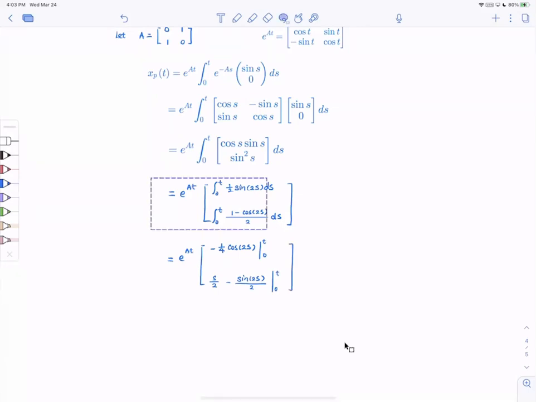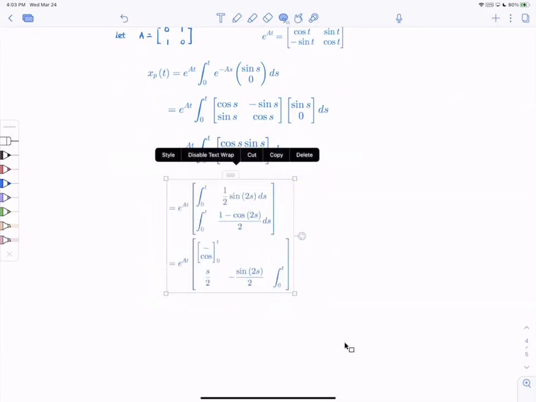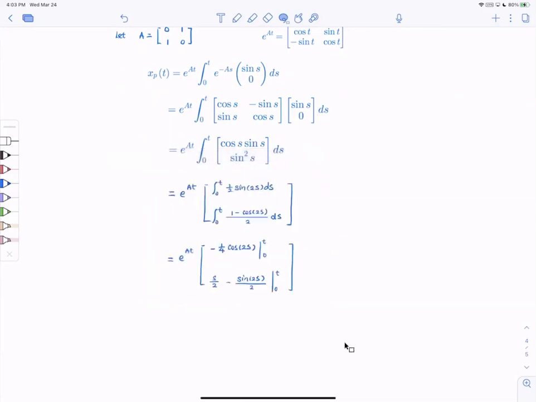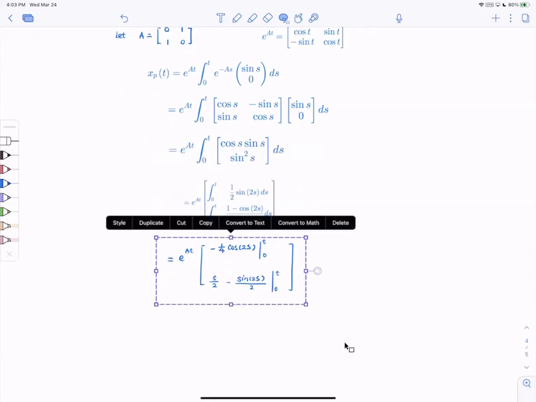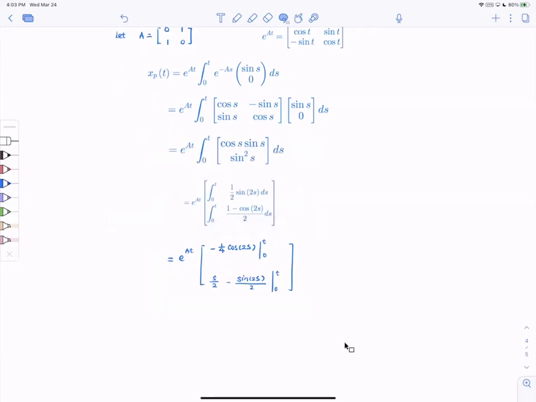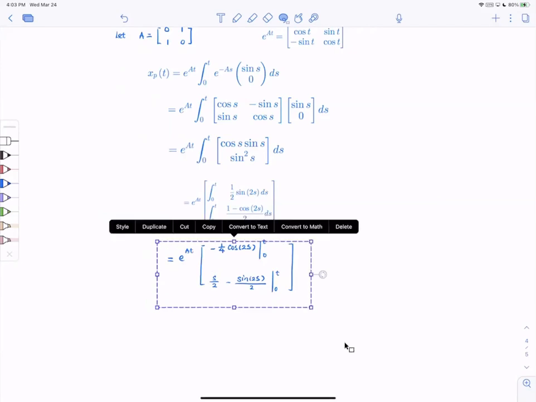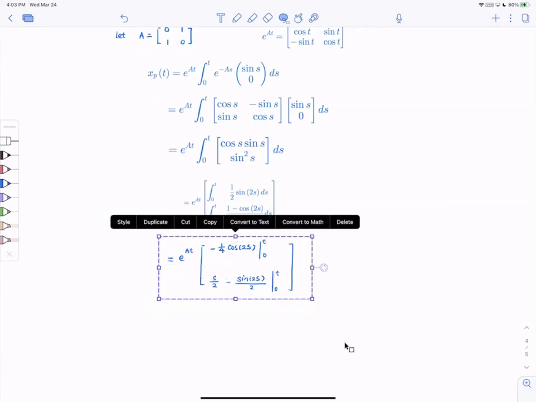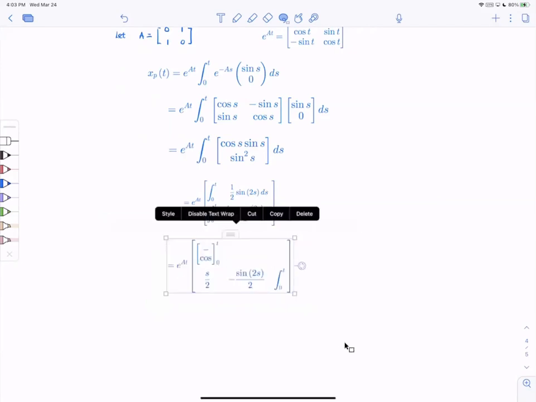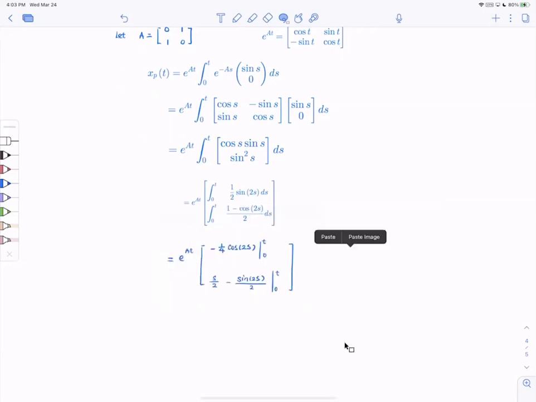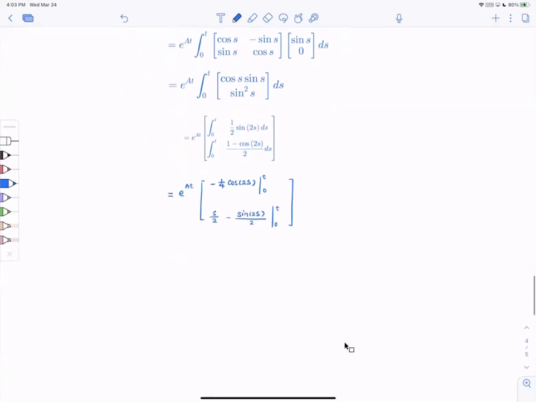Okay, let me convert those. Didn't work. Come on, make it work. Wait, it didn't work, did it? Oh, it did. Nah, this doesn't work. Okay, I'm just going to leave it as handwritten.